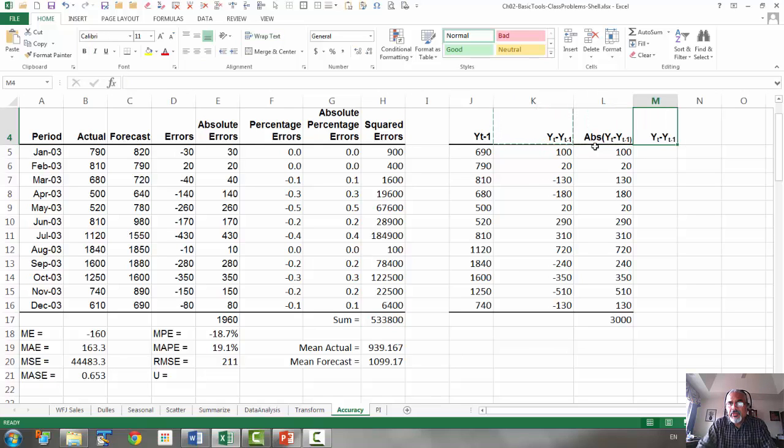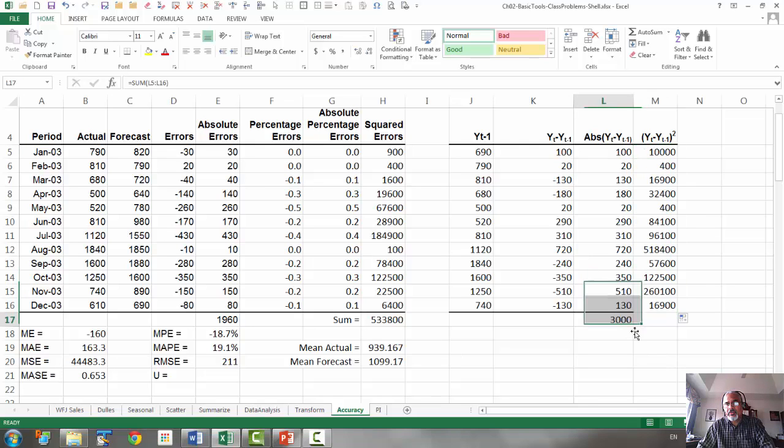So here we need to square that, squared, and you sum that column, okay, like that. Now that's the denominator. Let's put the order back. So that's the denominator. So this is the numerator, that's the denominator.